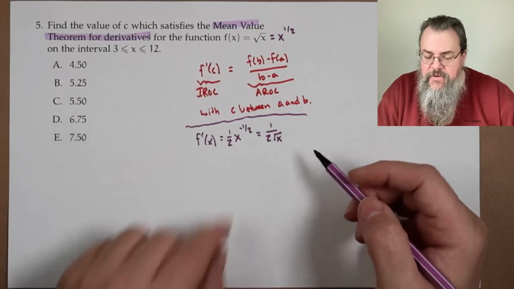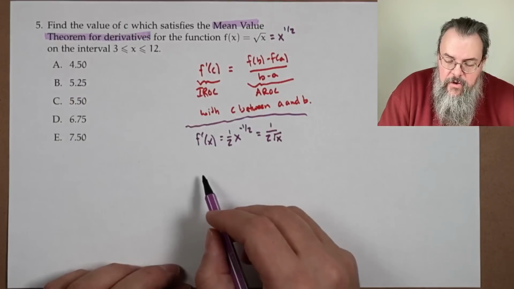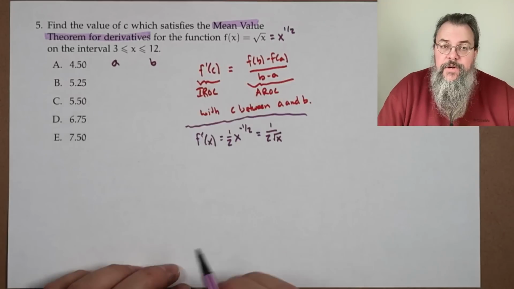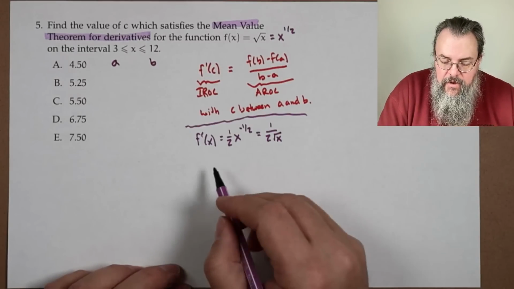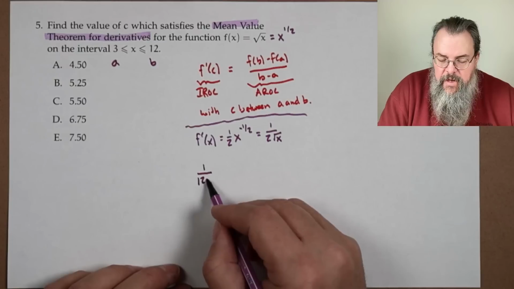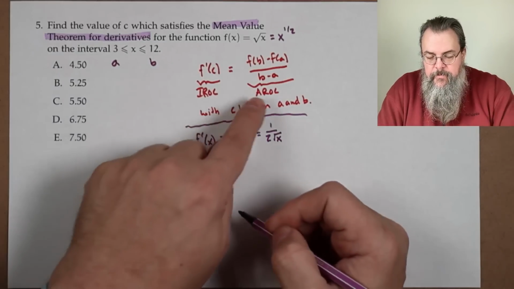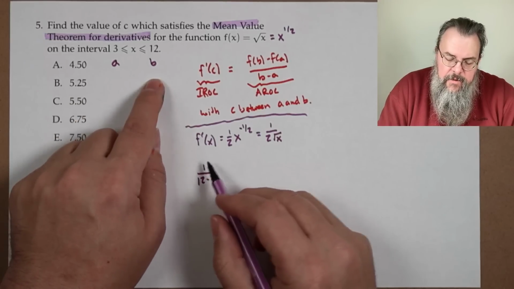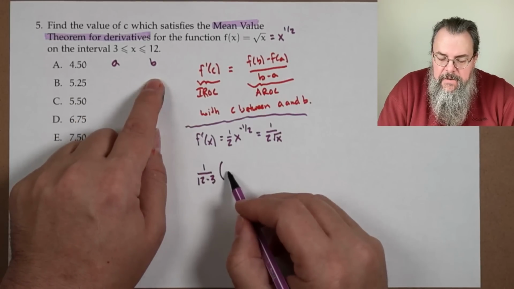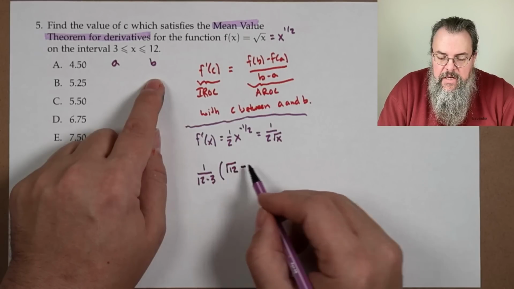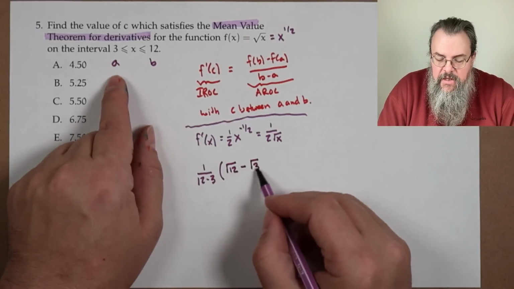Let's do our average rate of change. In our case, a and b are 3 and 12. So we have 1 over 12 minus 3. That's 1 over b minus a. Then f of 12, so that's square root of 12, minus f of a, square root of 3.